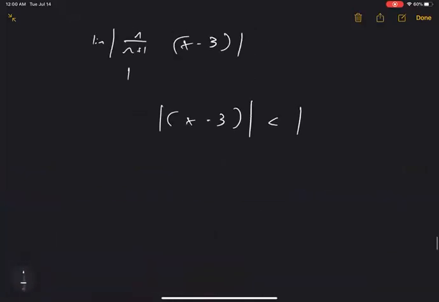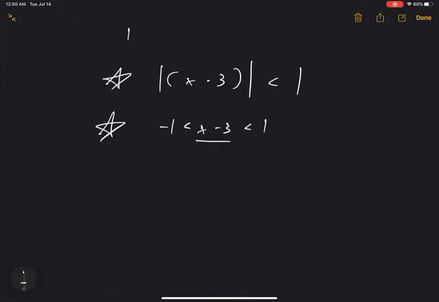Okay. So review how to deal with these absolute value inequalities. How can I solve this? Well, first thing I can do is drop the absolute value bars and slap a -1 on the other side. So I know this is equivalent to this. And now I want to try and get x by itself, right? So how can I get x by itself? I'm going to add 3 to all 3 sections of this inequality. And I get what? 2 is less than x is less than 4.